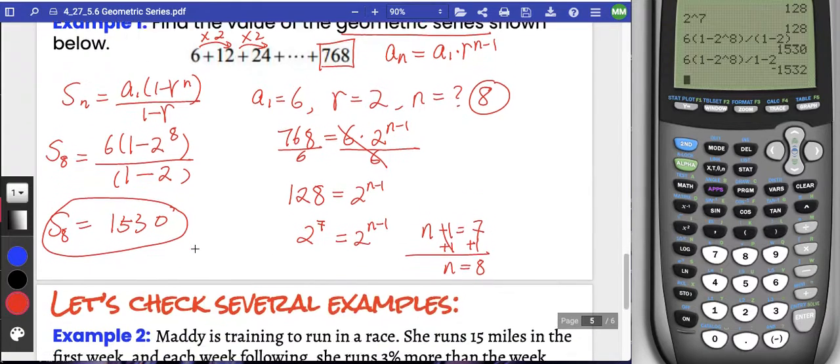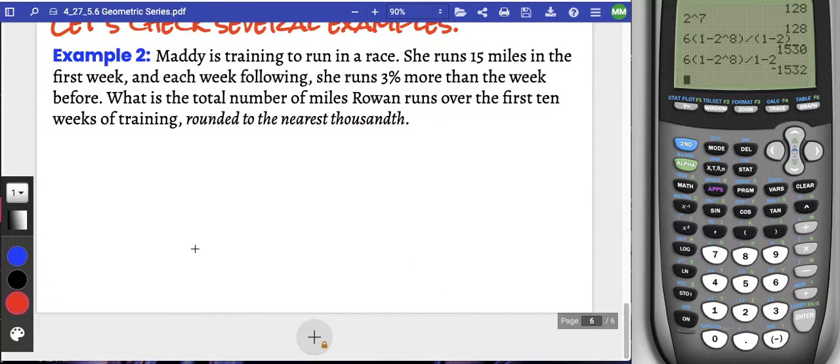Now let's move on to the second. Okay, Maddie is training to run in a race. She runs 15 miles in the first week, and each week following, she runs 3% more than the week before. What is the total number of miles? Oh, sorry, it should be Maddie. Over the first 10 weeks of the training, rounded to the nearest thousandth.